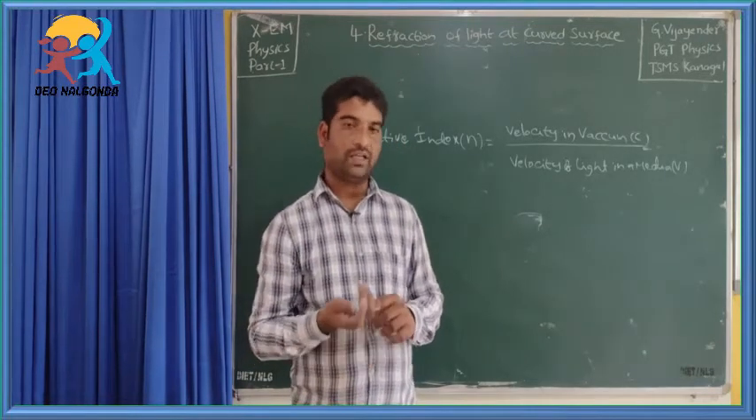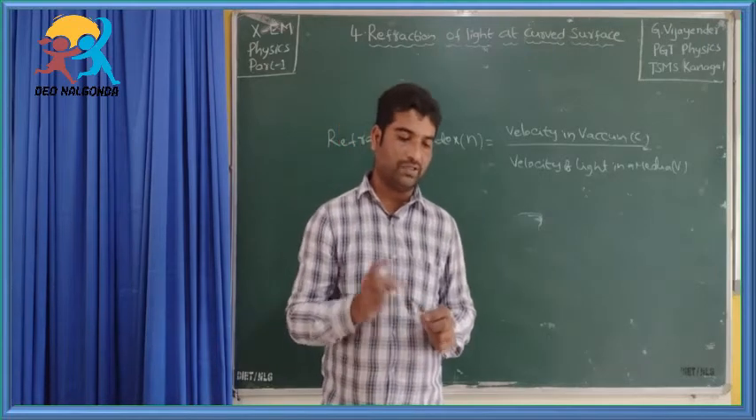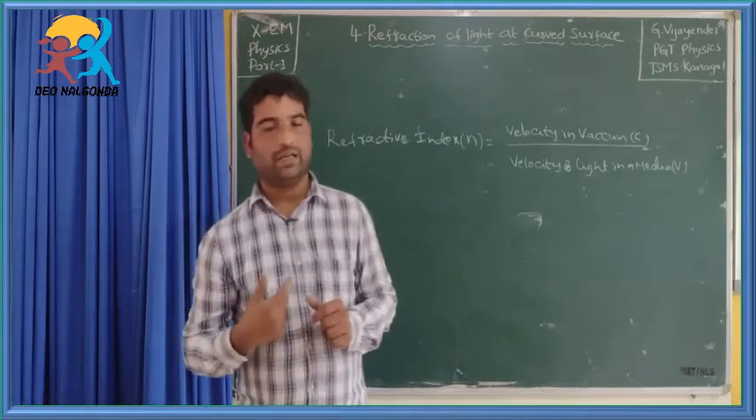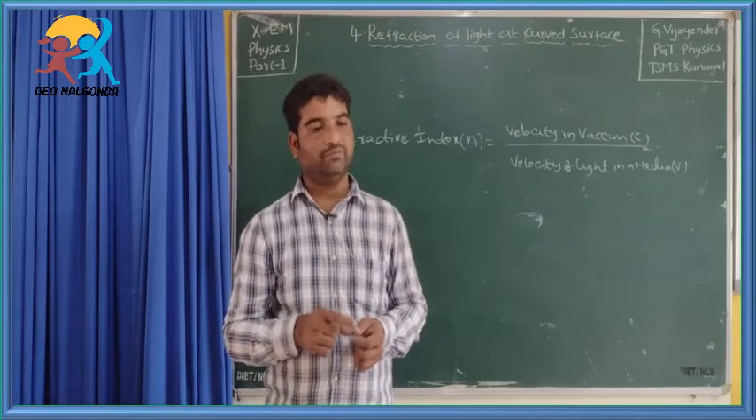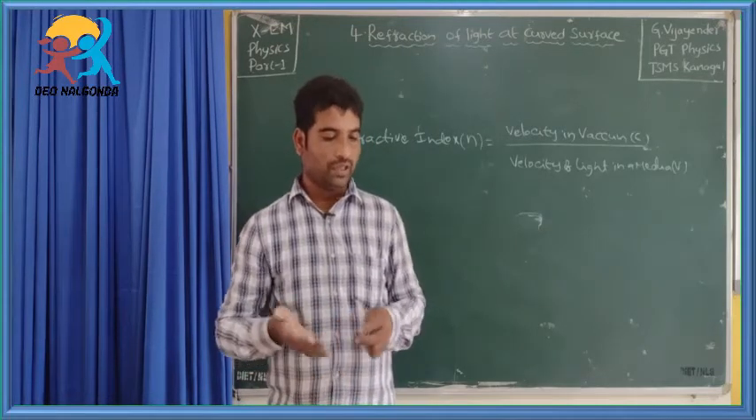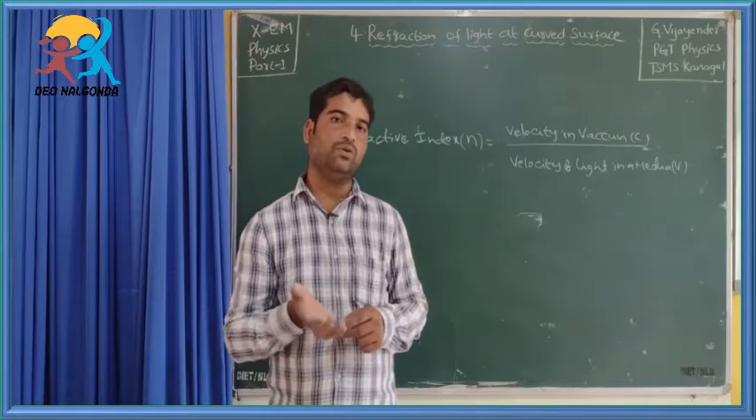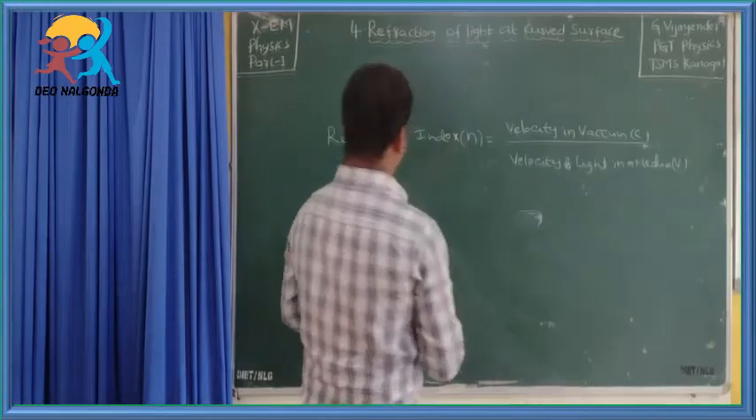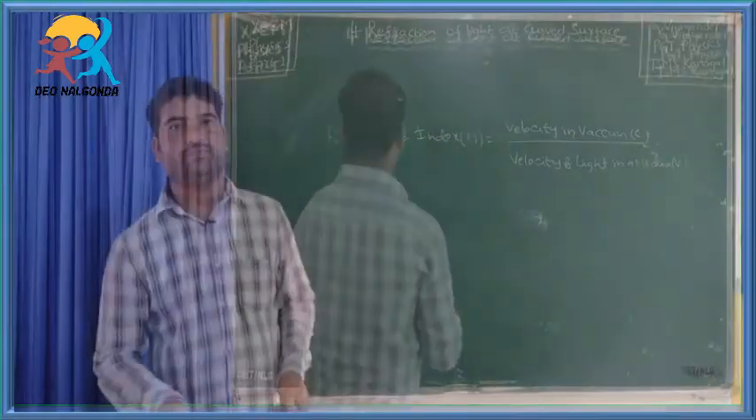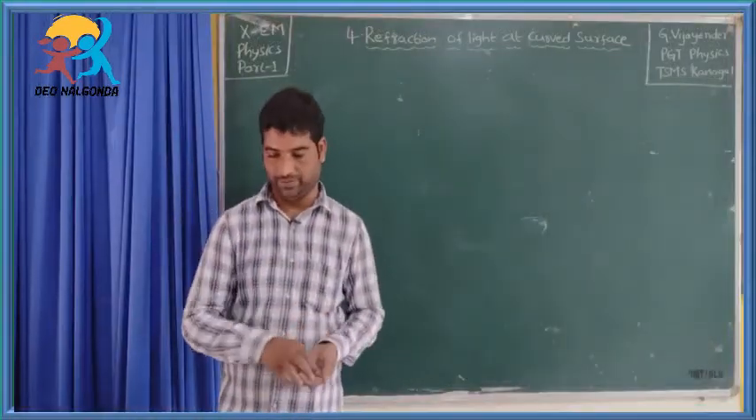For glass, the refractive index is different. For water, the refractive index is different, and air also has a different refractive index. When the refractive index of the medium changes, the behavior of the light ray also changes in that medium. The refractive index of the medium is denoted with n. Refraction through curved surfaces.